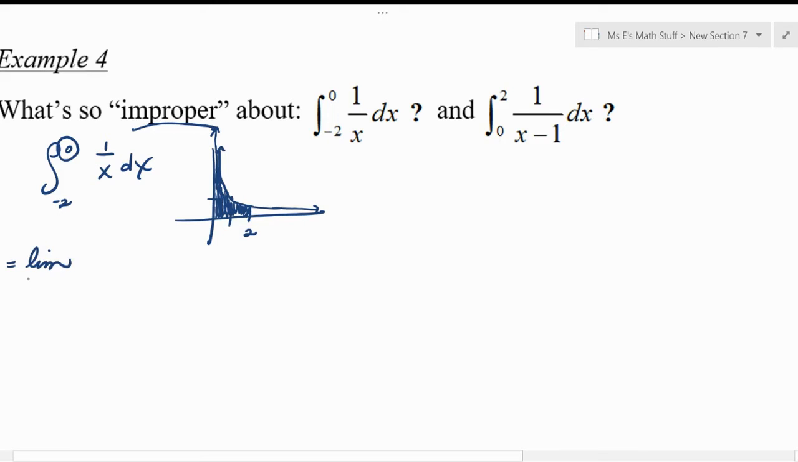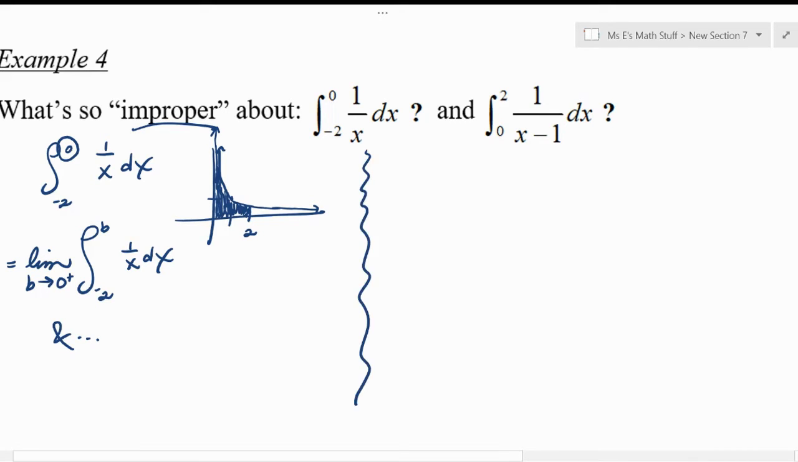So the limit as your upper bound b approaches 0. And which side would we be approaching 0 from? Look at the graph here. We would be approaching 0 from the left. And then you could do the integral from -2 to b of 1 over x dx. And we're not going to finish that, but I did want to at least show what's so improper about it and what to do about it to get started on a problem like that.